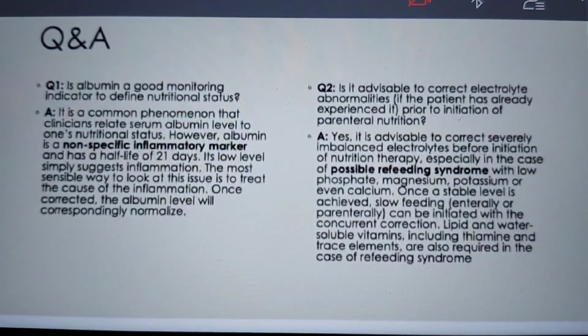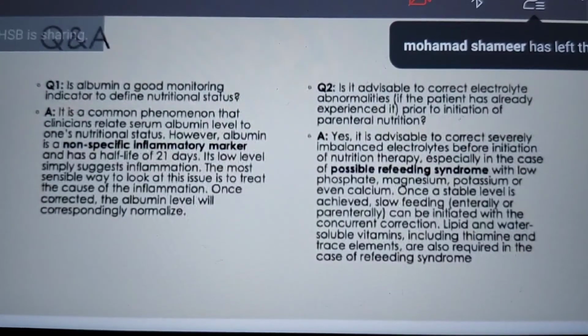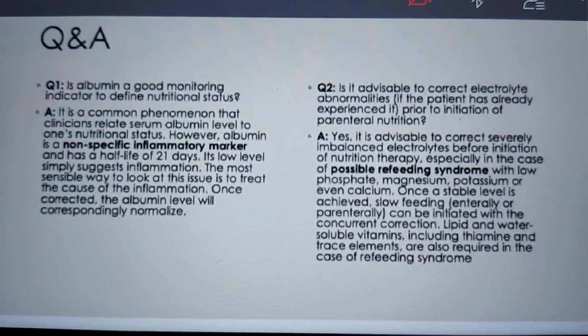And second of all, it is advisable to correct electrolyte abnormalities if the patient has already experienced them prior to initiation of parenteral nutrition. Yes, you have to correct the electrolyte imbalance before initiation of any nutritional therapy to avoid the possible refeeding syndrome, like I said just now.